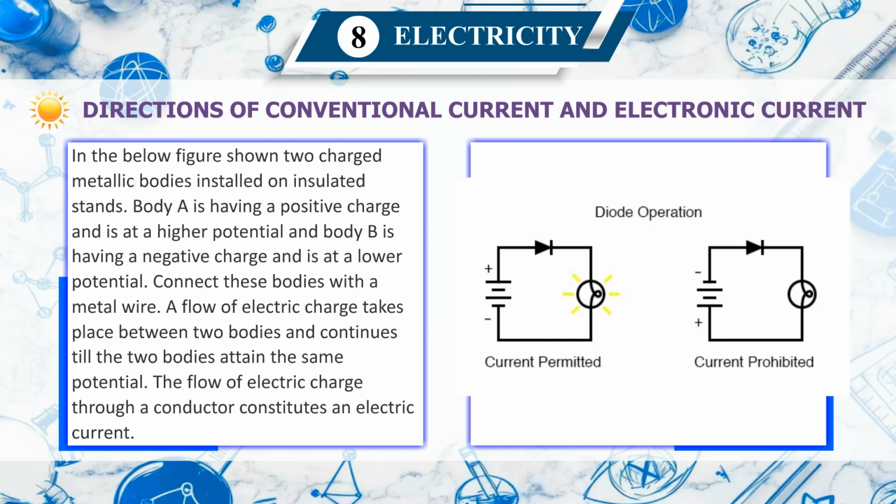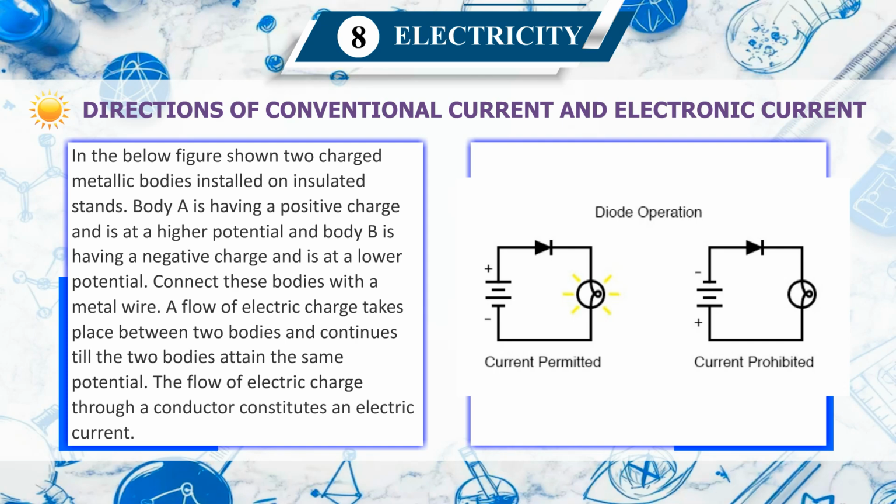In the figure below, two charged metallic bodies are shown installed on insulated stands. Body A has a positive charge and is at a higher potential, and body B has a negative charge and is at a lower potential. Connect these bodies with a metal wire. A flow of electric charge takes place between the two bodies and continues till the two bodies attain the same potential.